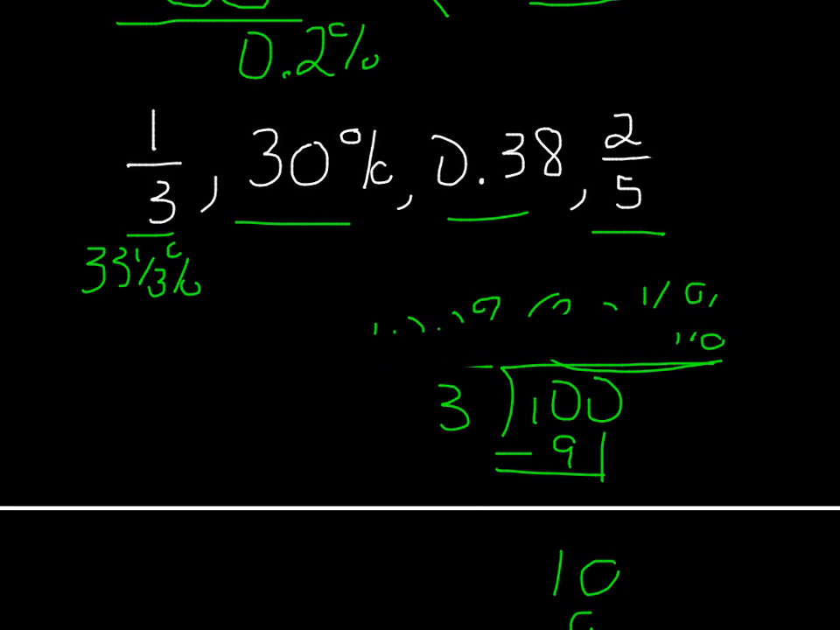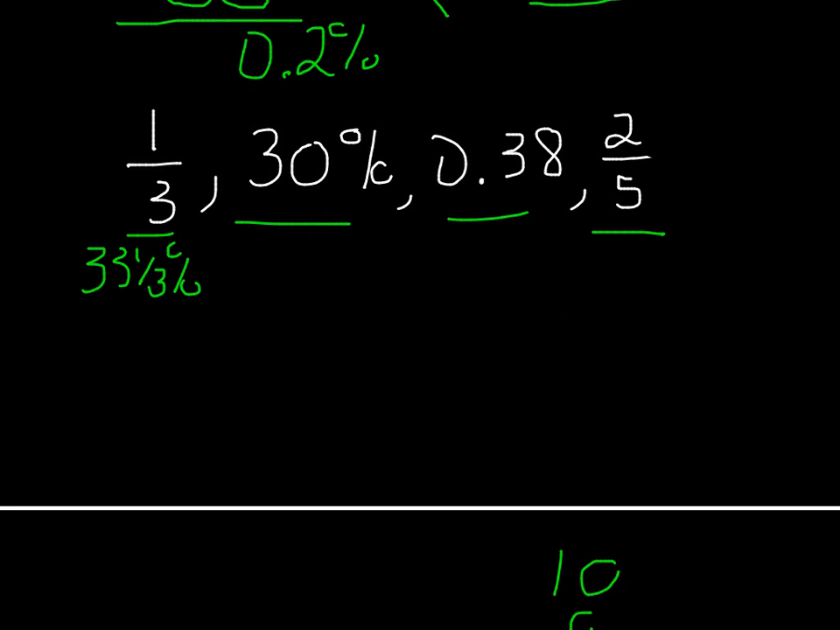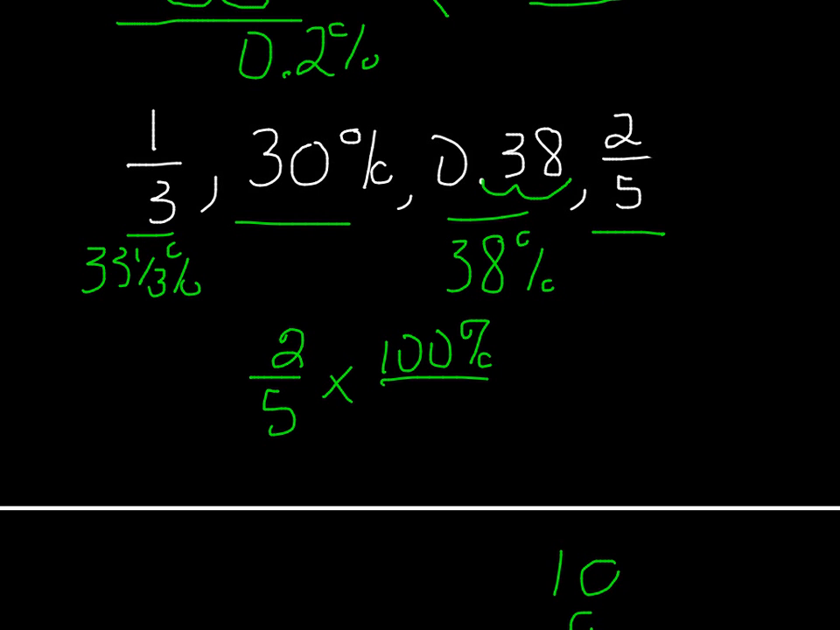Okay, now we can change the 0.38, and you know on that one you just have to move it 2 places to the right. So that becomes 38%. That one's easy. And then on the 2/5, this one will be easier too. We just multiply by 100%. 5 goes into 5 once and into 10 twenty times, and then I just multiply 2 times 20 is 40%. So 2/5 is the same as 40%.